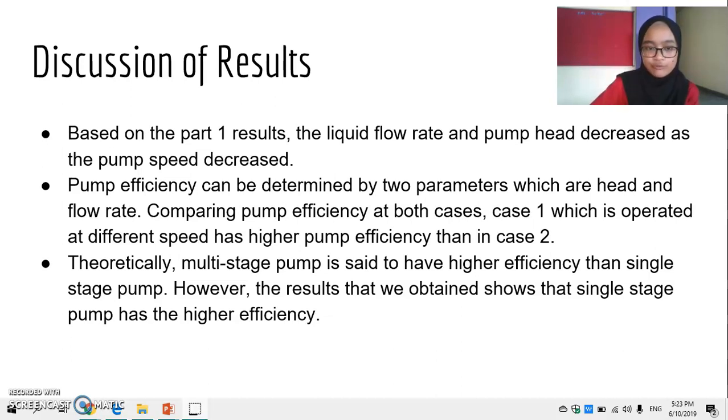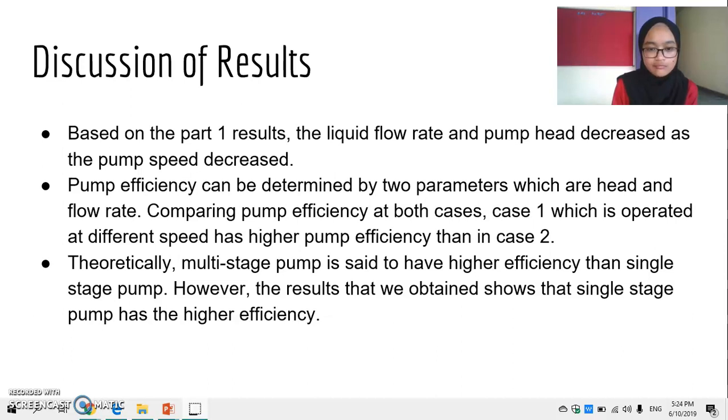The pump efficiency is basically the ratio between the pump power output over input, and it can be determined by two parameters, which are head loss and flow rate. To compare the pump efficiency in both cases, case 1, which is operated at different speeds, has higher pump efficiency than case 2. In case 2, the speed is fixed at maximum value, but a lower fluid flow rate percent is obtained compared to case 1.